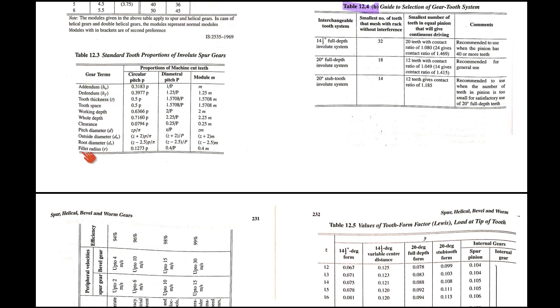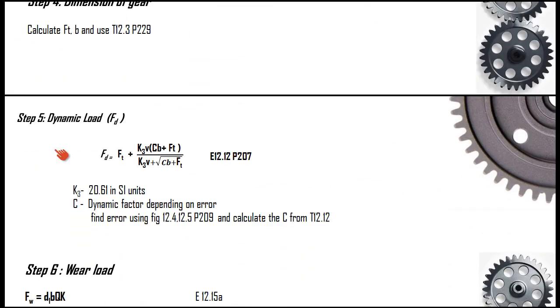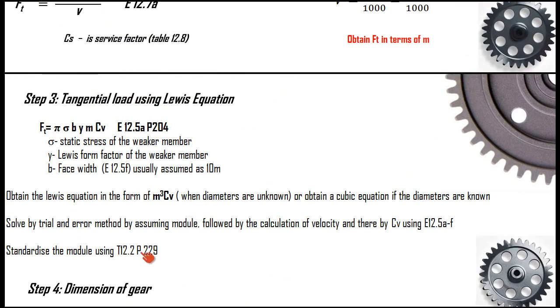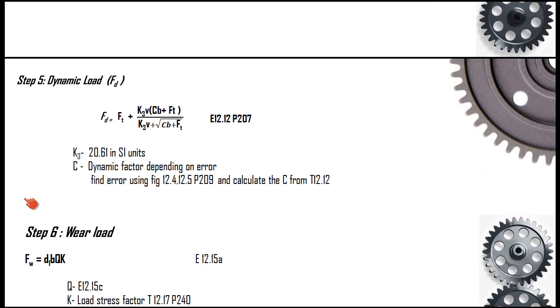Usually these values are given as a proportion to the circular pitch, diameter pitch or module. Right now we have the module. So once we have the module, we can calculate all these values. It's a very simple step. In step number 4, we calculate the physical dimensions of the gear using the module. After that calculation, we go for step number 5. Up to step number 3, we calculated the module. In the second part, we calculated the physical dimensions, and now we are moving into the third part where we have to validate the design.